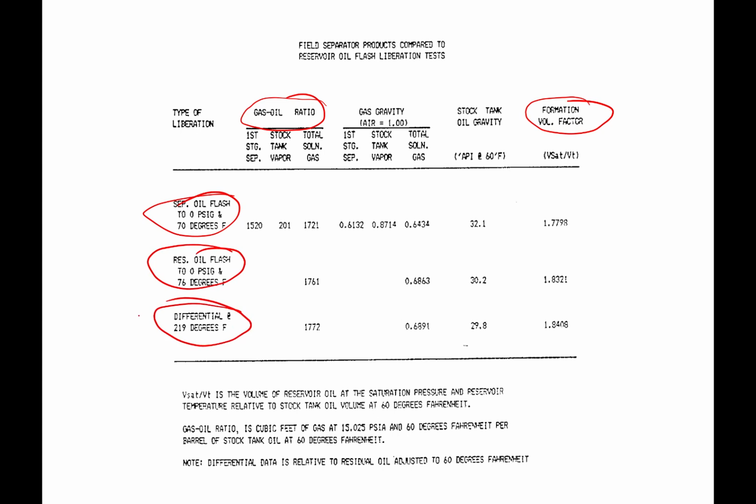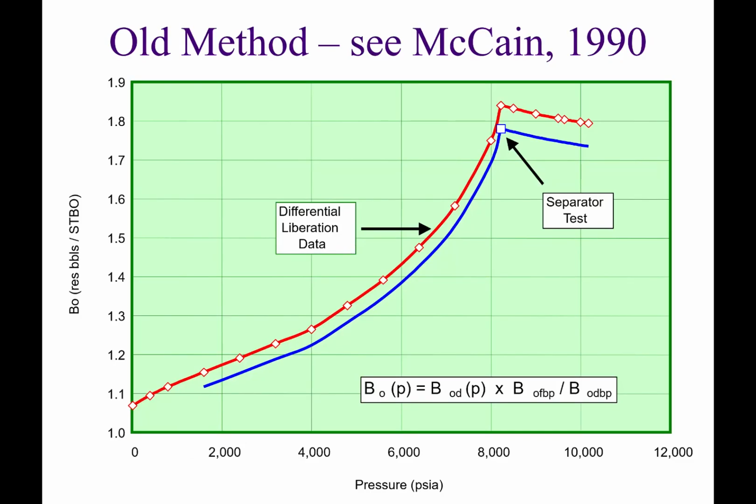This is what your separator test looks like. It's basically gas-oil ratio and formation volume factor at different separator conditions. And we first figure out the optimum one and then pick up the Rs at bubble point, which is solution gas-oil ratio at bubble point, and oil formation volume factor at bubble point. Those are the two most important parameters we grab from the separator test, and I'll be showing that shortly. So I'm going to skip these slides.